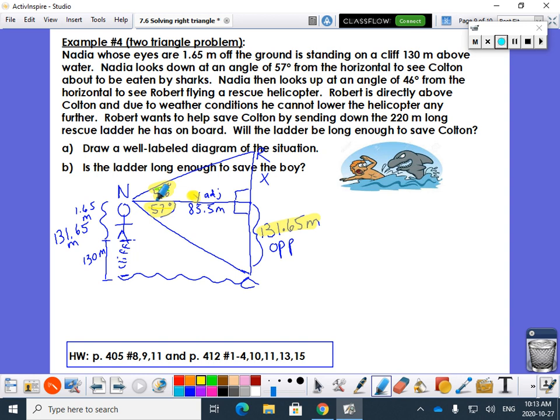Sorry, say that again. Yeah, you're so right, but we don't even have to do that because now we have this angle and this side. So now we can figure out x. But you're right, that's something else that you could do. Okay?